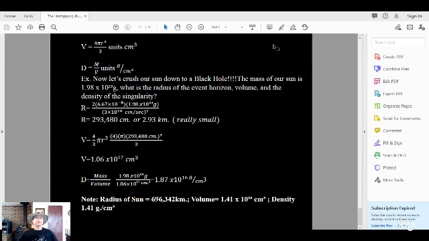Once we have volume, we can take the mass, the original mass, divided by the volume, and we can figure out how dense it is. Do you think a black hole is going to be dense? I think it will be, right? You get crushed down by a supernova and you would be really dense as well.